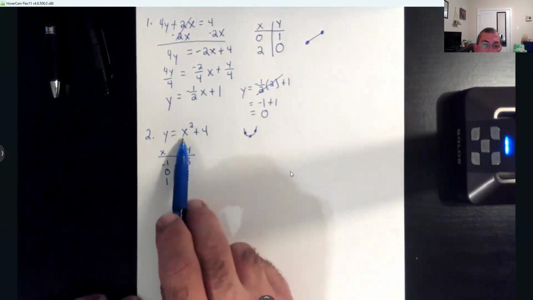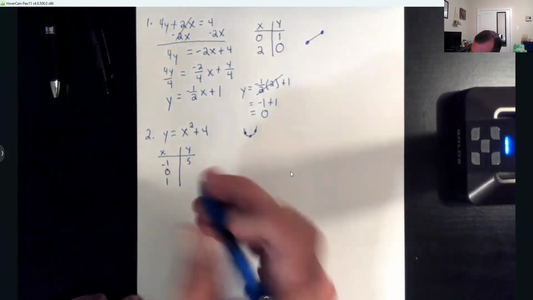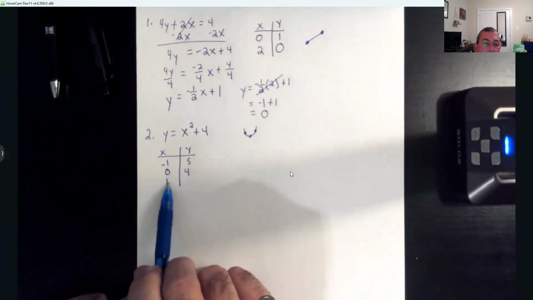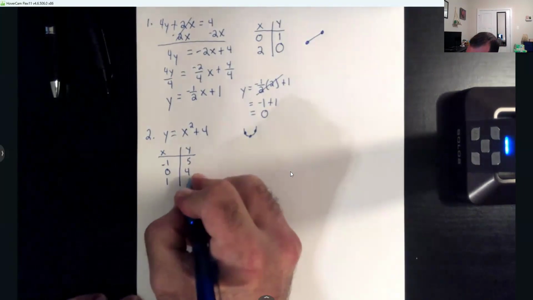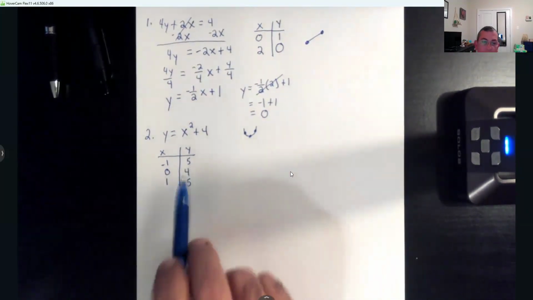So I put the 0 in. 0 squared is 0. 0 plus 4 gives me a 4. Then if I put the 1 in, 1 squared is 1. 1 plus 4 is 5. So y'all, 3 points on here.